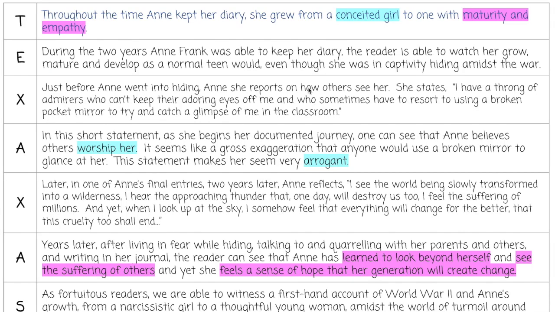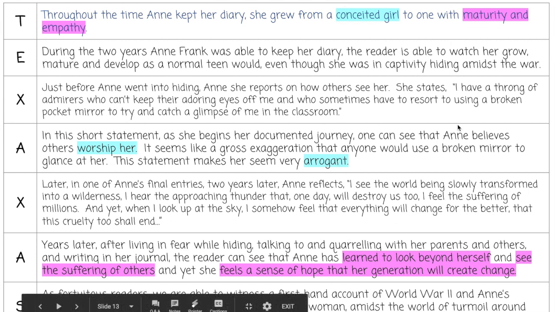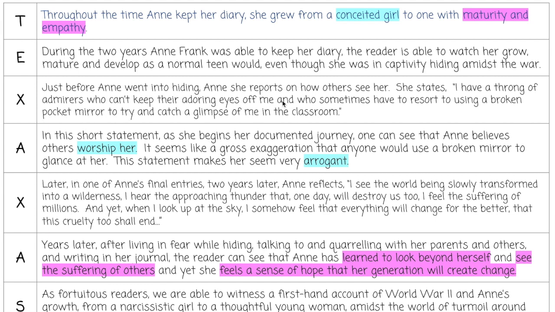So I keep my topic sentence. And then I highlighted conceited girl so that we know that the analysis is going to go back to, and I highlighted maturity and empathy. So again, we can see they are connected. We already agreed in the previous couple slides ago that the evidence did show conceit, and the evidence here did show maturity. So I'm explaining my topic sentence or my claim.